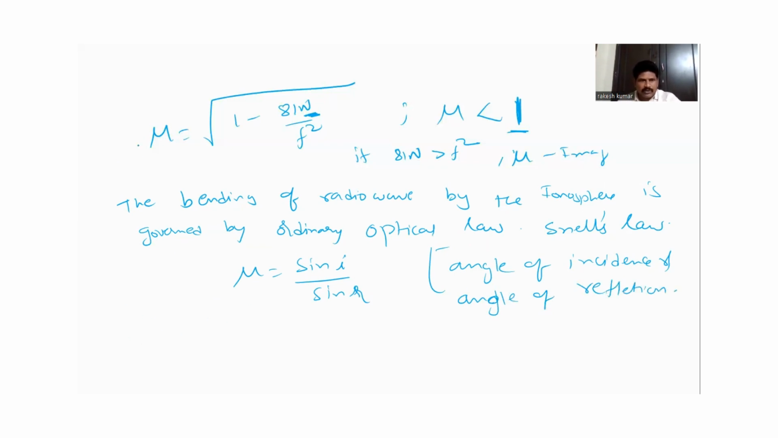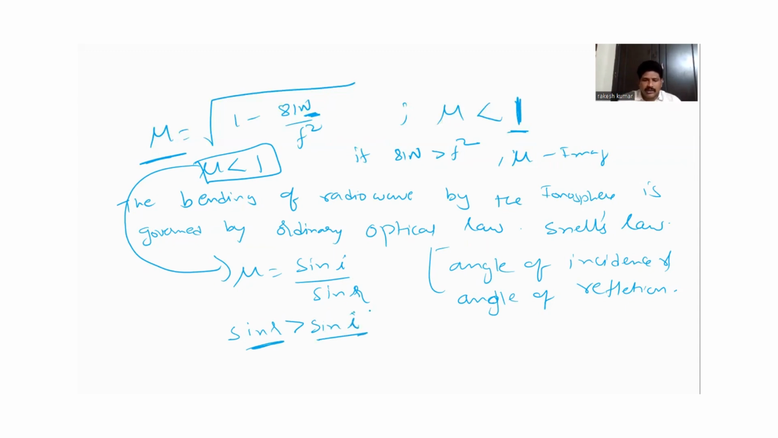From this expression, it is clear that the value of mu is always greater than 1. If mu is greater than 1, what can we understand? Sin r is always less than sin i. So the angle of refraction is less than the angle of incidence.